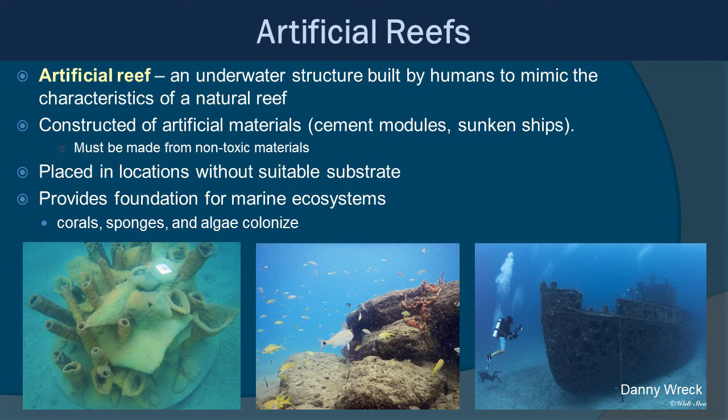And an artificial reef is an underwater structure built by humans to mimic the characteristics of a natural reef. They're constructed out of a variety of materials, usually cement modules, sunken ships, and so on. They generally need to be non-toxic, so there's usually some work that has to be done when you're sinking a ship, for example. But they're placed in locations that don't generally have suitable substrate, so you don't have things for coral larvae to settle on. And once they provide that, all of a sudden larvae start to settle, and voila, you have a reef system that starts to form with corals, sponges, algae, and whatnot.